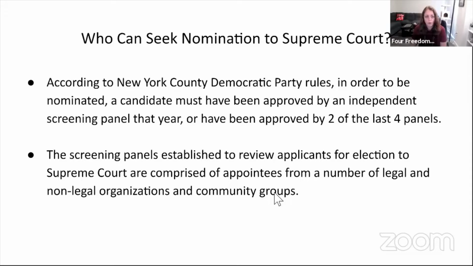But I do want to go over who can seek nomination to the Supreme Court. One of the questions that came in with the RSVPs for this event had to do with how notice is given of who can run for state Supreme Court. So according to New York County Democratic Party rules, in order for the party to nominate you, a candidate must have been approved by an independent screening panel either this year, or you can have been approved by 2 of the last 4 panels. So if you were approved by 2 previous panels, essentially it grandfathers you in, so you don't have to go into a panel every single year.